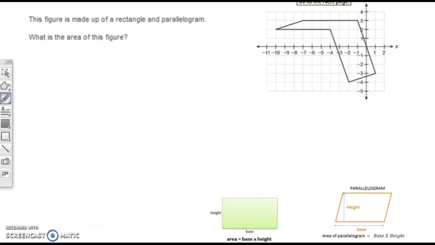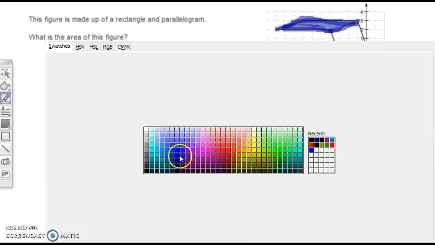All right. This figure is made up of a rectangle and a parallelogram. What is the area of this figure? First, you need to be able to identify what's what. If I cut right there, that's my parallelogram. If I could draw with straight lines, it might look a little prettier, but anyway, this is my parallelogram. And then my other figure, what's left, is going to be my rectangle.